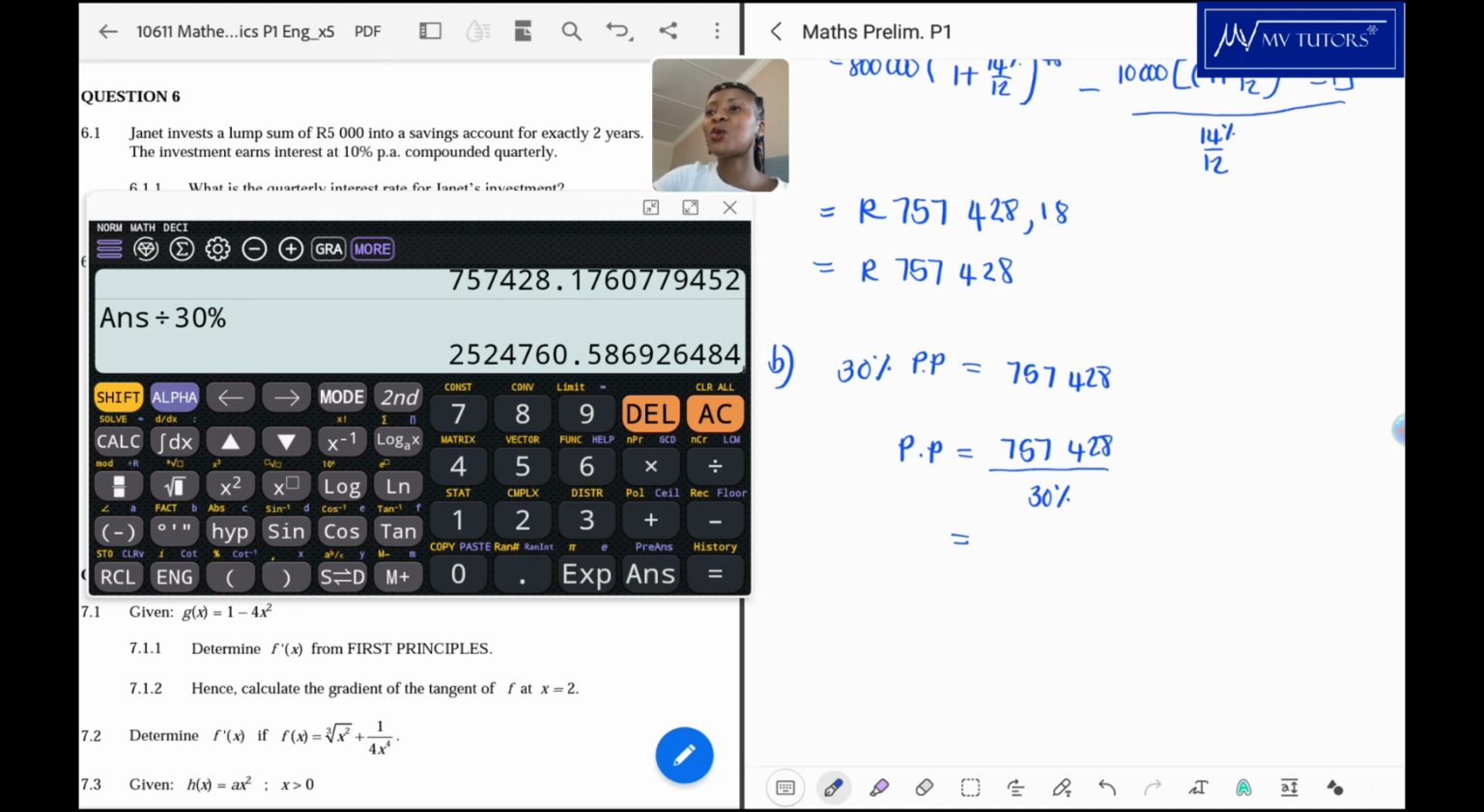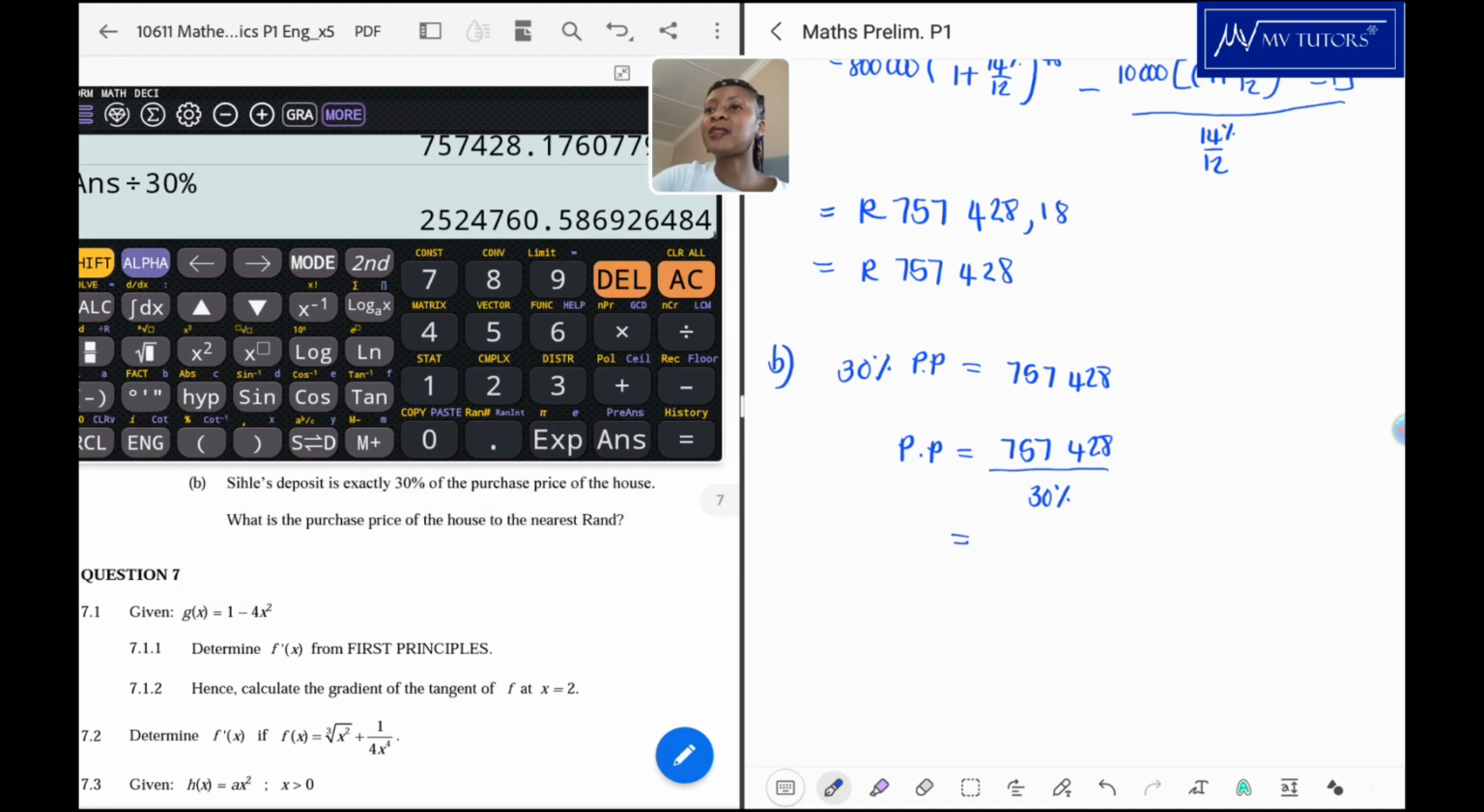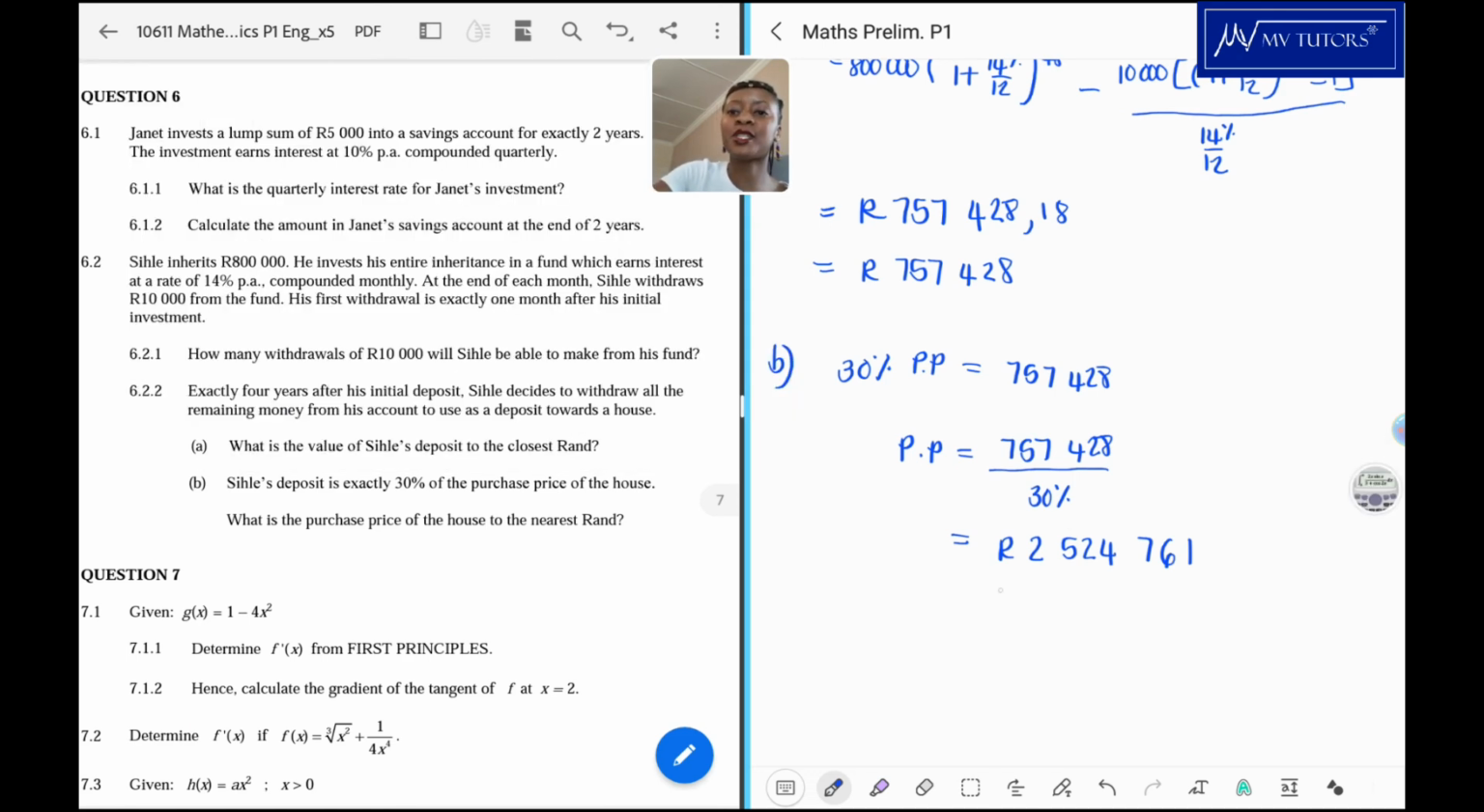Okay, so to the nearest Rand, we have 2,524 Rand and 761 or 760. 761 is not a nice answer. Should have put it at 760, but I'll put 761. Okay, but that is to the nearest Rand. So that is the purchase price of the property that Sihle wants.